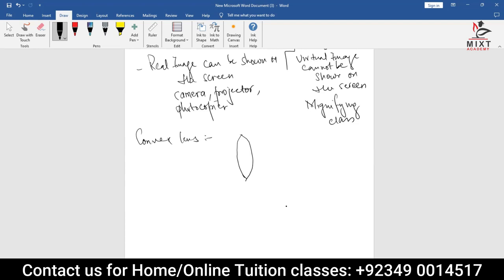So it is thin from the center and thick from the edges. All right. Now we also call it a converging lens. Can you tell me what is meant by converging? Anyone have any idea what is meant by converging? The light converges.